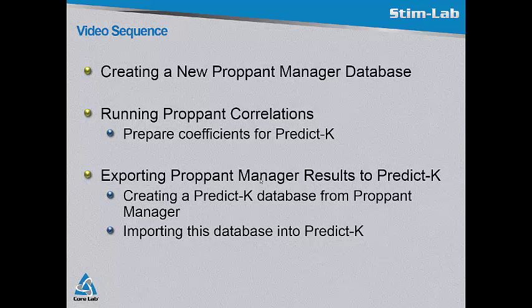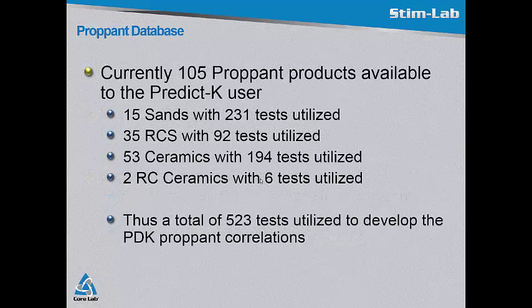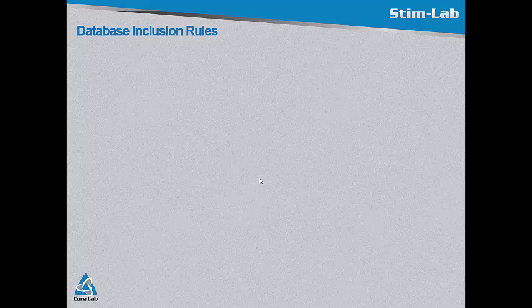Before getting into that demonstration though, I'll discuss the default database a little bit further. The default database is comprised of over 1,000 tests on approximately 100 different proppant types and sizes. About 500 of these tests are baseline tests used to characterize the available proppants in PredictK. In order for a test to make it into the database, multiple criteria must be met.